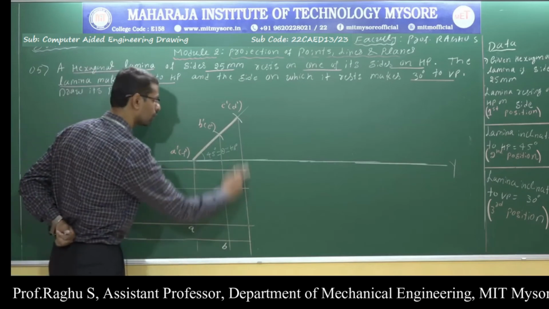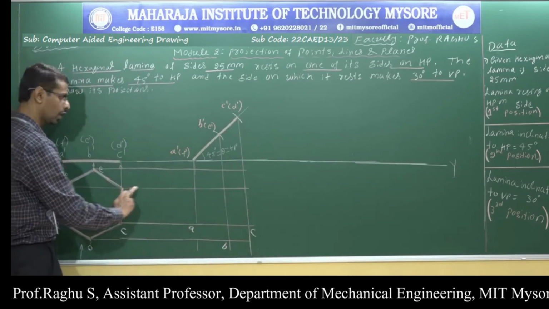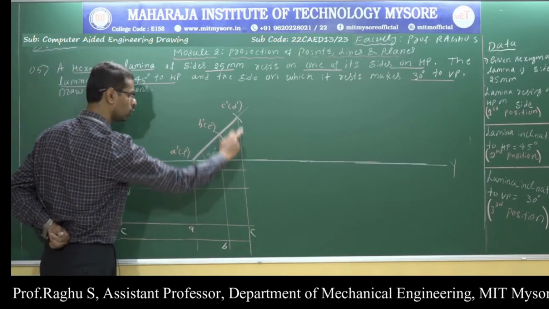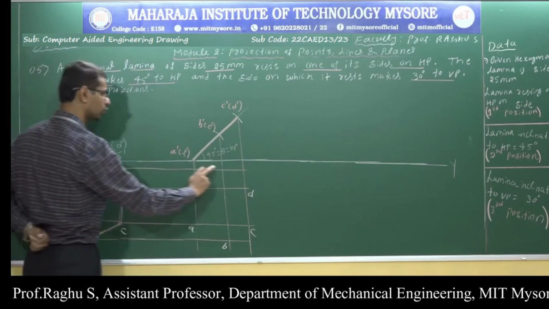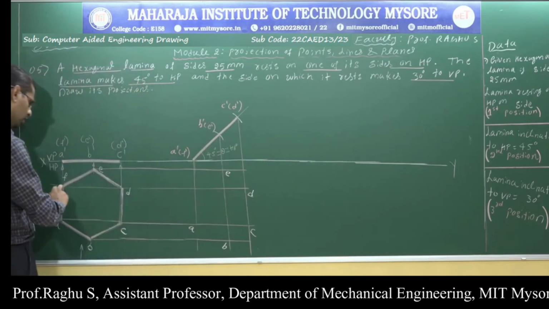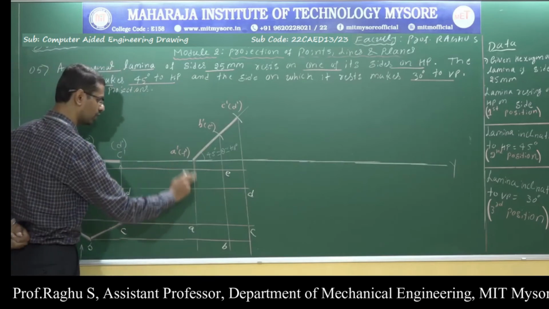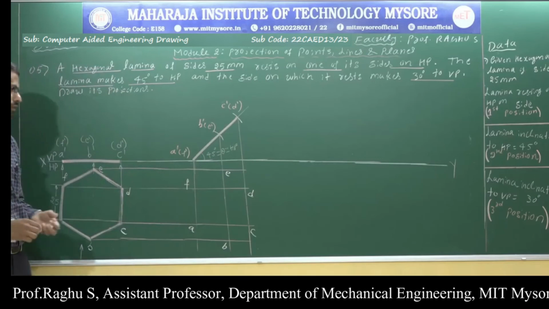This is the horizontal projection of point C. This is the vertical projection of point C. This is point C. So this is the horizontal projection of point D. This is the vertical projection of point D. So this is point D. This is the horizontal projection of point E and this is the vertical projection of point E. This is point E. This is the horizontal projection of point F and this is the vertical projection of point F and this is point F.